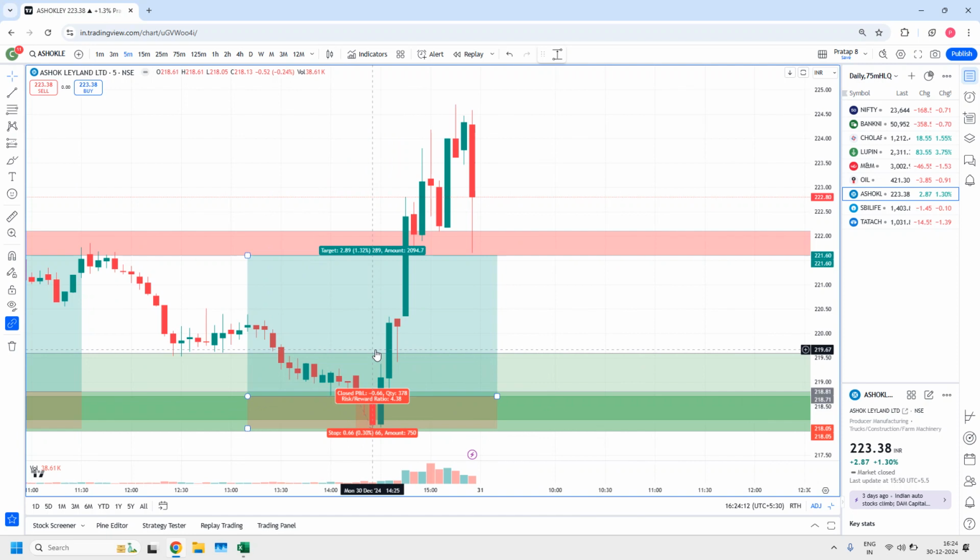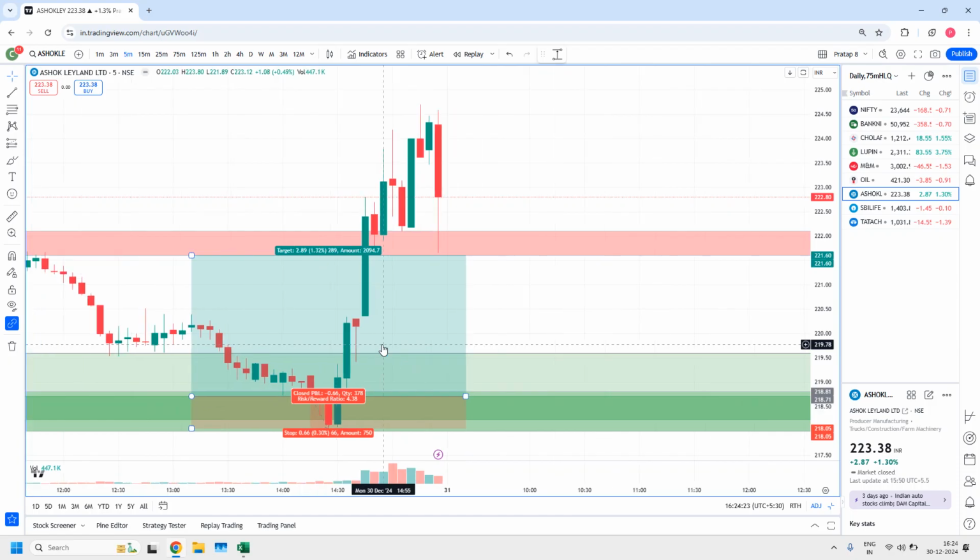See, every time I am providing you the stop buffers. Every day, in our premium videos, at the end of the video, I am providing you the stop buffer, how much you should use. Exactly it reached that stop buffer and then started moving up and finally reached the target at the 14:45 candle, 5 minutes candle.